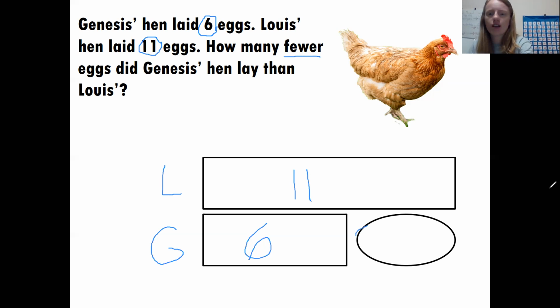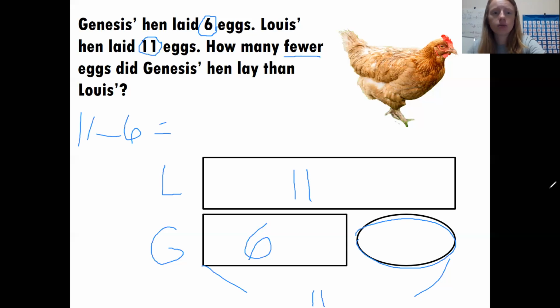So we see this oval over here, that's going to be our more or fewer number, right? So we know that if we take Genesis's 6 eggs plus whatever this more or fewer number is, that's going to give us 11, because we're trying to figure out how many more eggs Genesis's hen needs to lay to catch up. So just like with the tape diagram, you have your 2 parts and then you have your total. So how can I figure out what's going to be in that oval? Well, I know that I can subtract, right? 11 minus 6 equals 5.